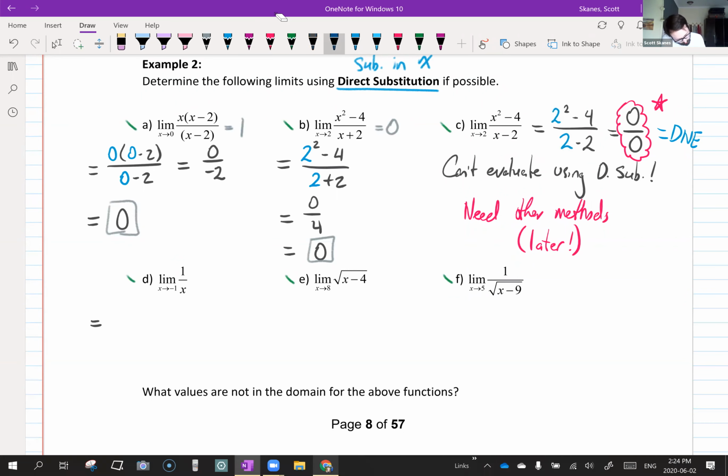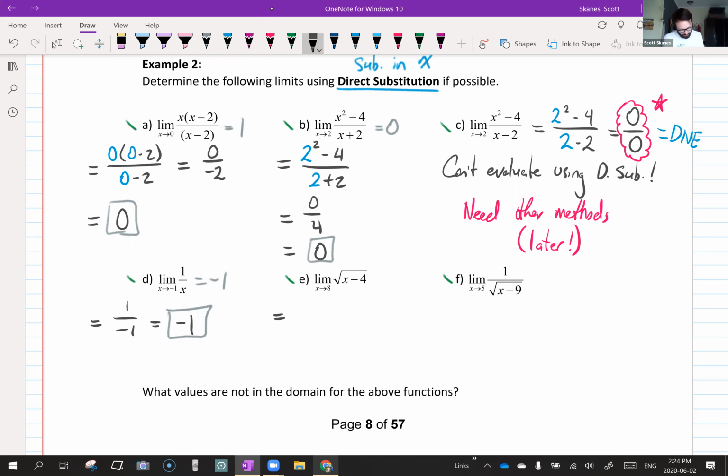What's the next one? 1 over x. This is 1 over -1. That's easy. The limit's -1. It looks like it would be something weird because you have that x on the bottom. It makes you feel like you're going to be tricked. It's okay. Let's do the next one.